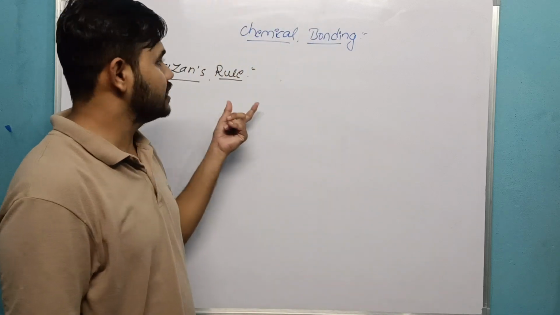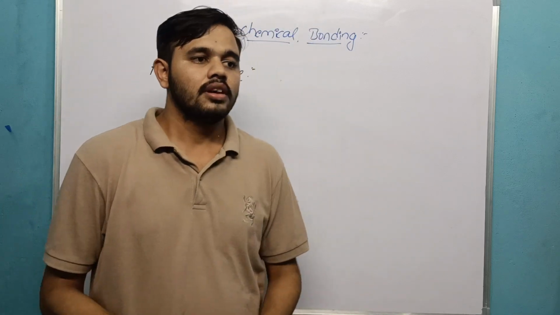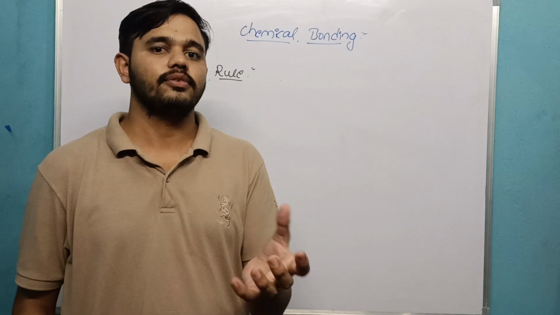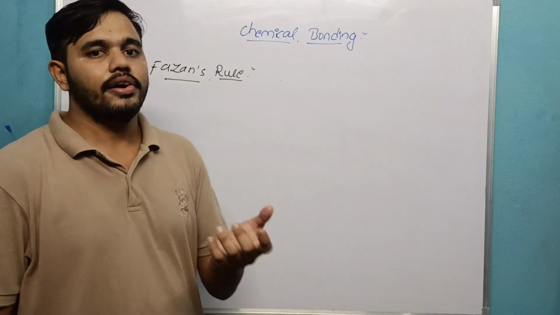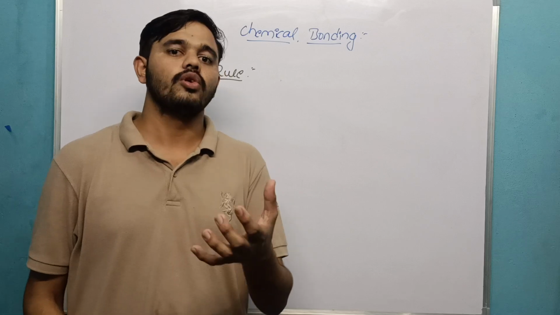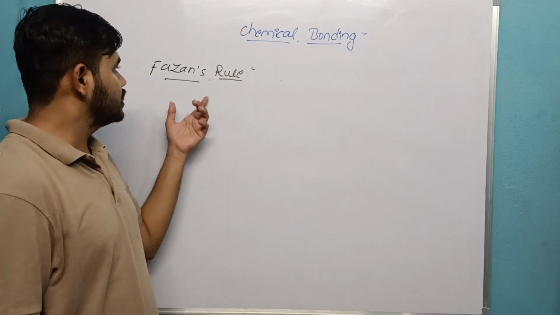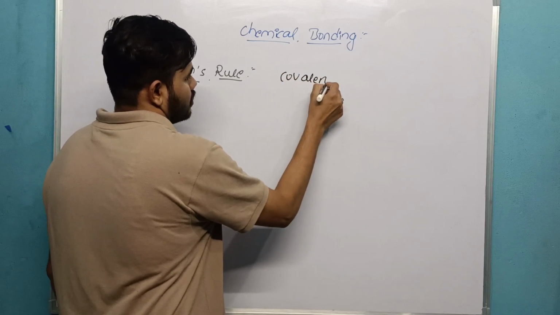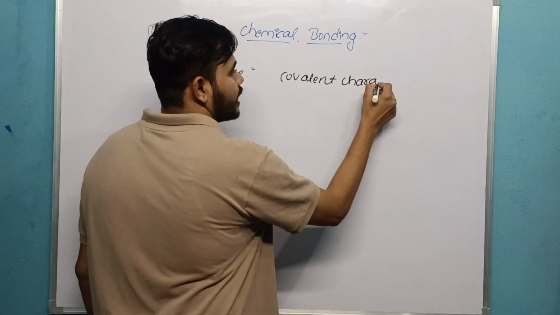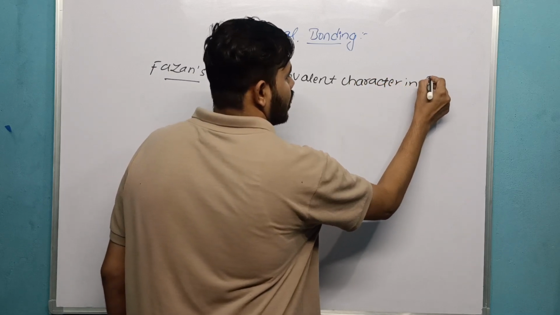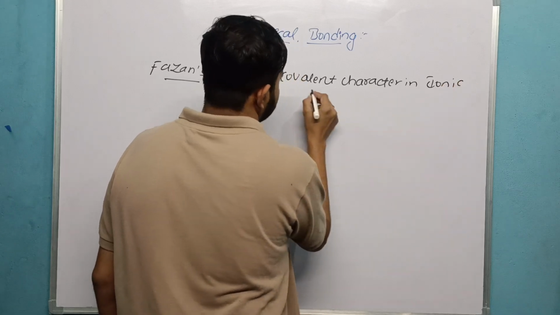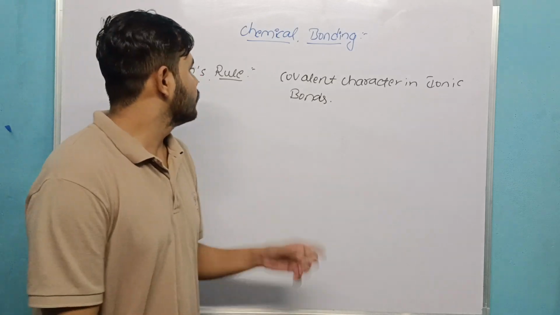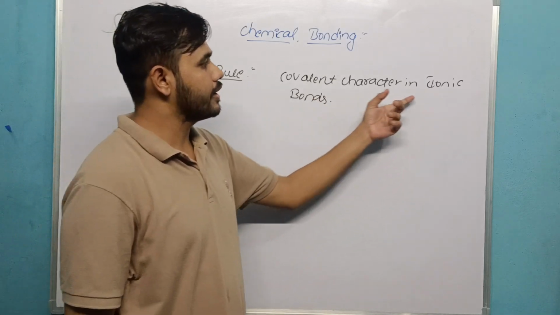Here, what Fajan is going to explain means, first of all, ionic bonds will be there. Now, in ionic bonds, somewhat covalent character will be present. This rule is going to explain covalent character in ionic bonds.